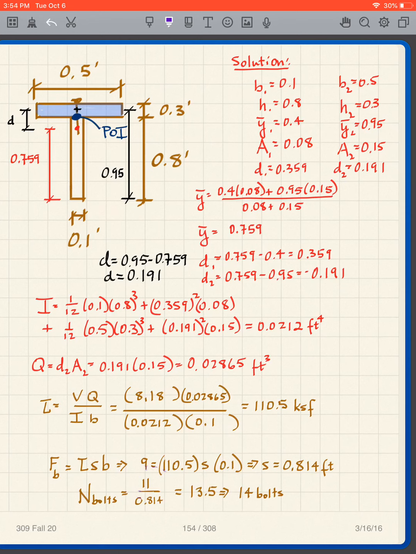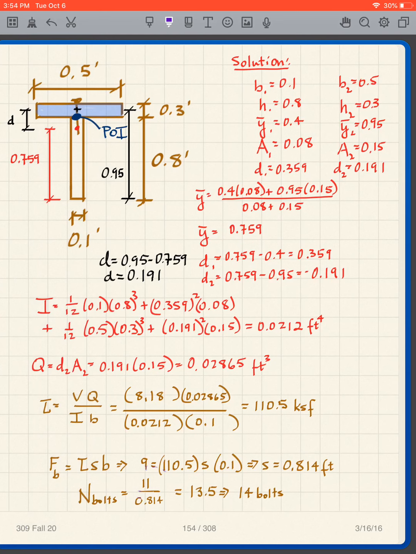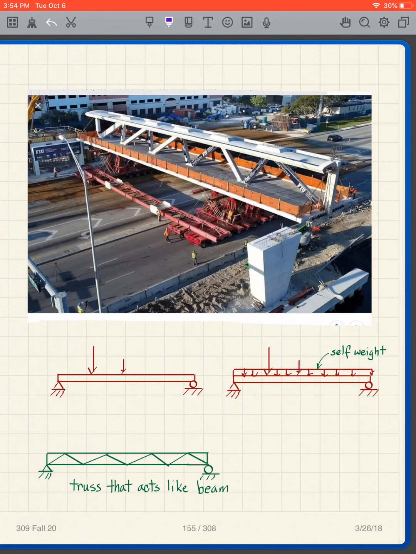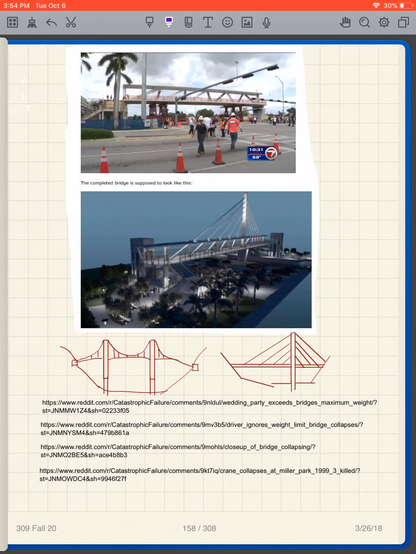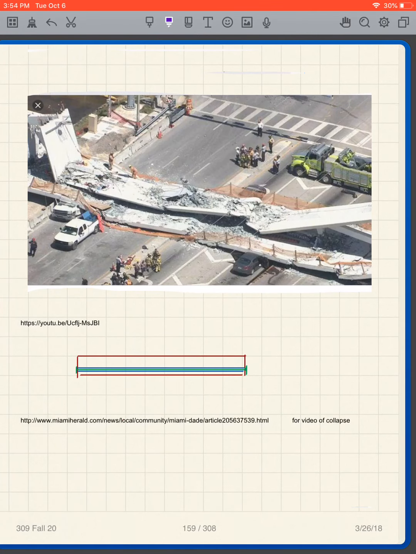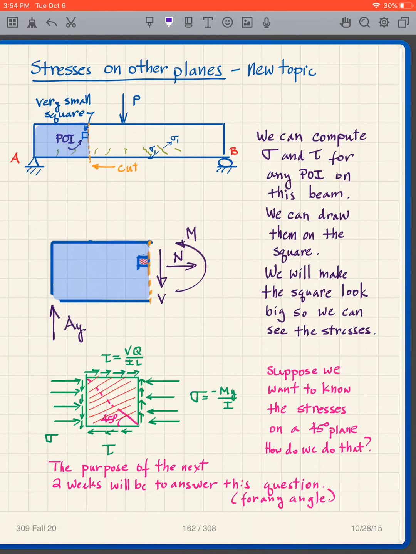So 11 feet is the original length. Add all that up, that's 11 feet. So I want to know the number of bolts is going to be the 11 feet divided by the bolt spacing. Hopefully you did okay on that. All right, we're going to skip this for the time being. And we'll stop.